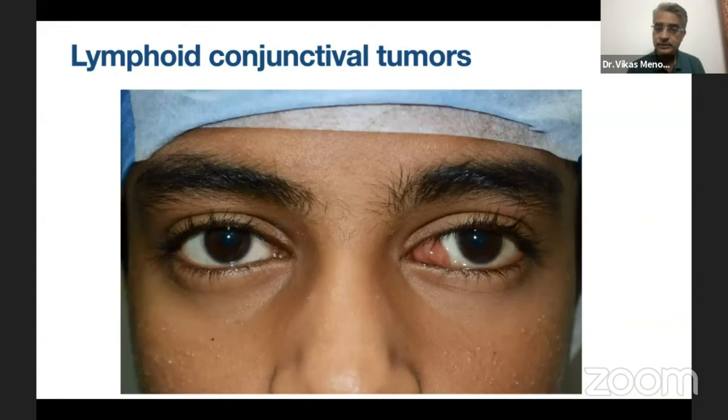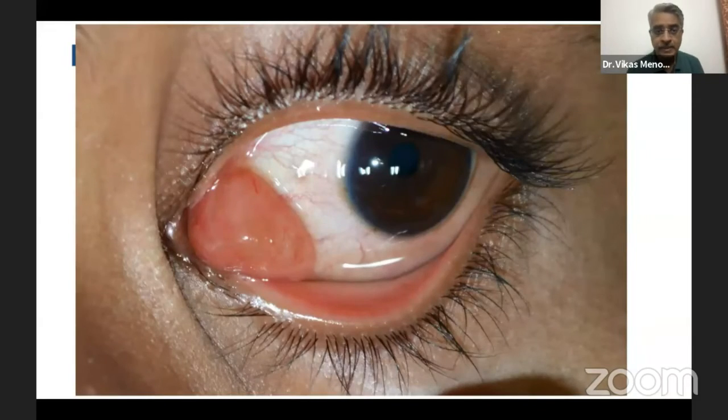Lymphoid conjunctival tumors, most of the times what we see in children are benign. This patient presented with a medial fornicial mass, which was pinkish in color. And if it was in an adult patient or elderly patient, the chances would have been of lymphoma. But in children, more chances are that it would be a benign thing.